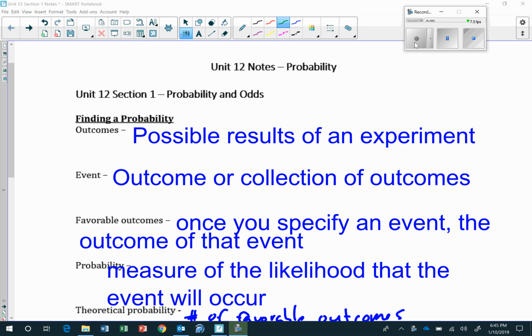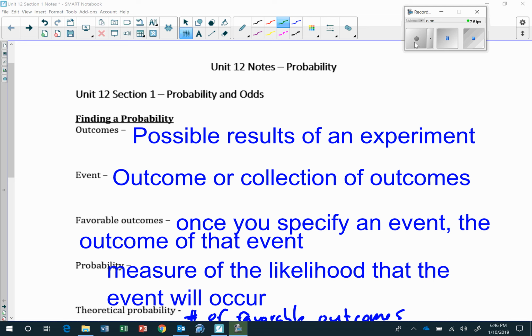When we're talking about probability, the first thing we need to talk about is the outcome. Outcomes are all the possible results of an experiment. Think of an experiment as something like rolling a number cube, which is the same thing as a die, or flipping a coin. All the outcomes for rolling a number cube are 1 through 6. The outcomes for flipping a coin would be heads or tails.